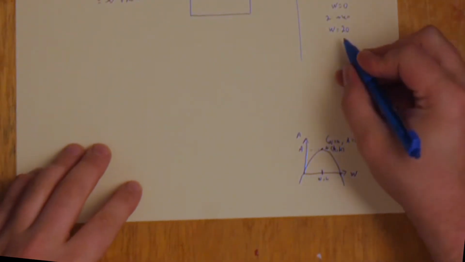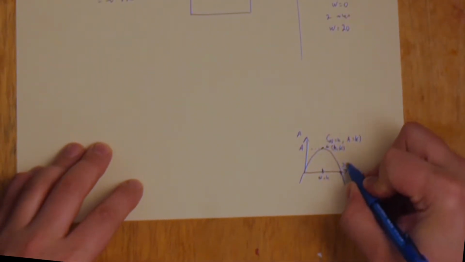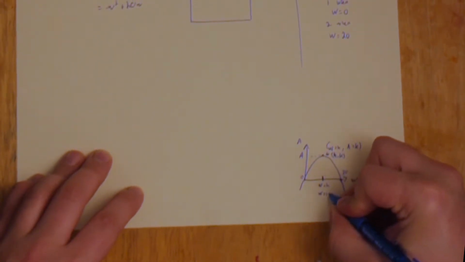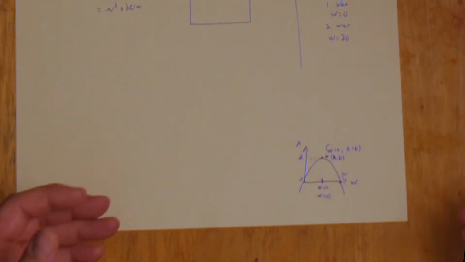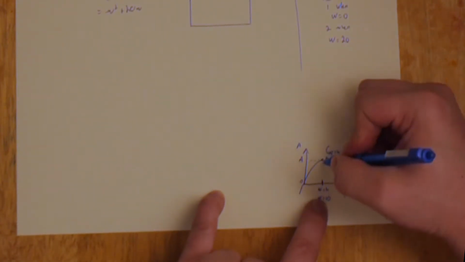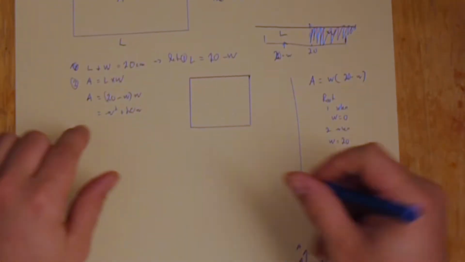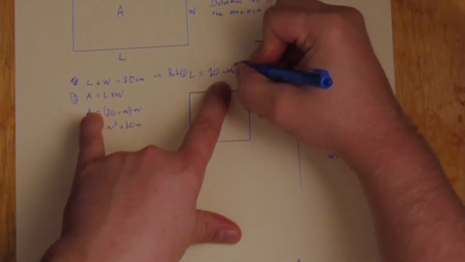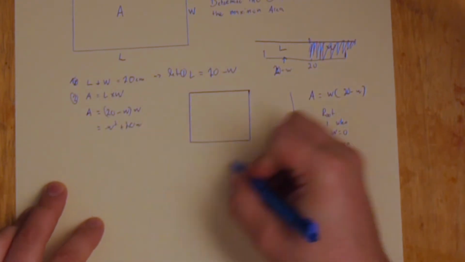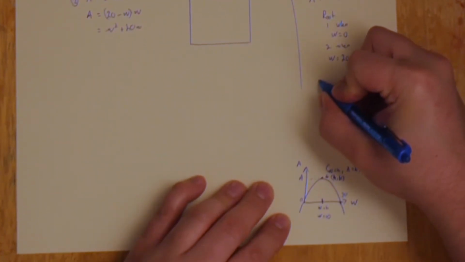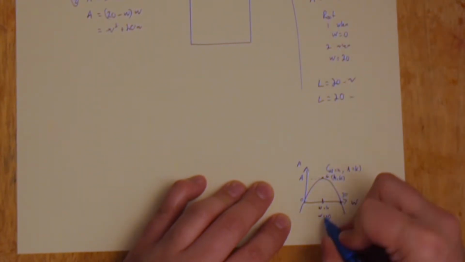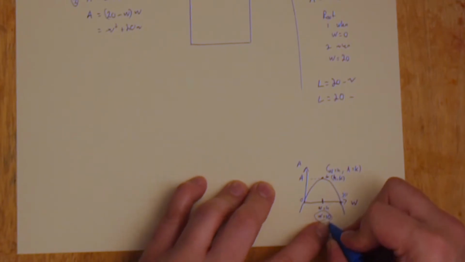Okay, so what's halfway between? We know this value here is 20, and this value here is 0. Halfway between there is when w equals 10, right? So when w is 10, we have a maximum area. And if we go back to our original question here, we have L equals 20 minus w. Well, I know that w is 10, right? So L equals 20 minus, well, what's our maximum? We want the maximum value at w equals 10.